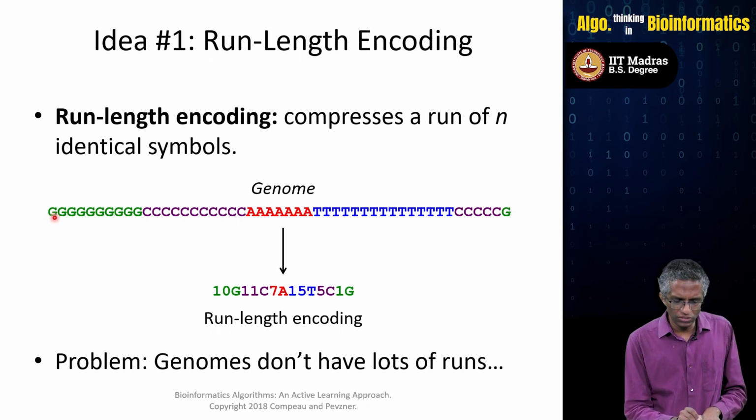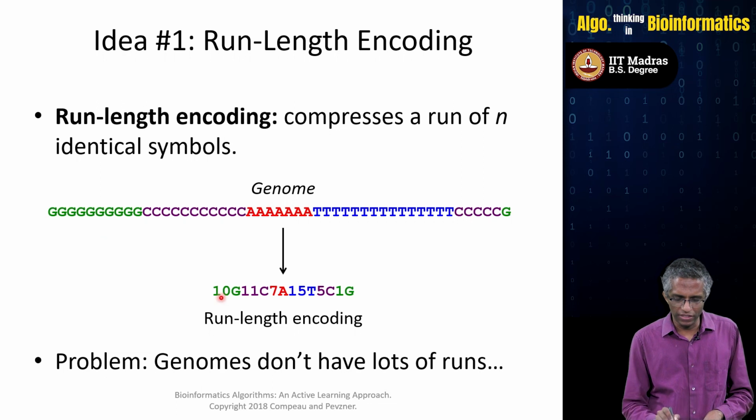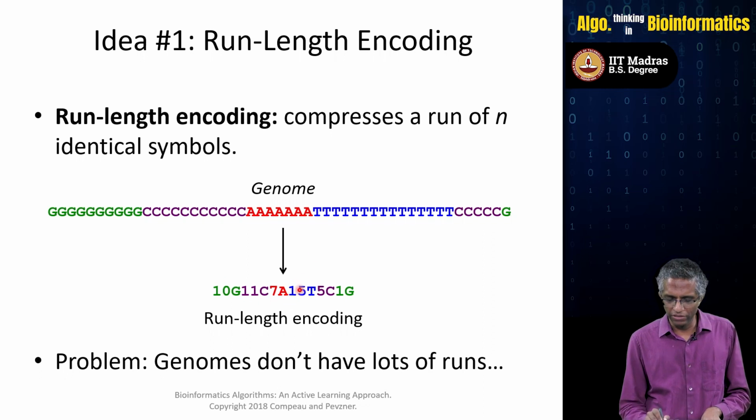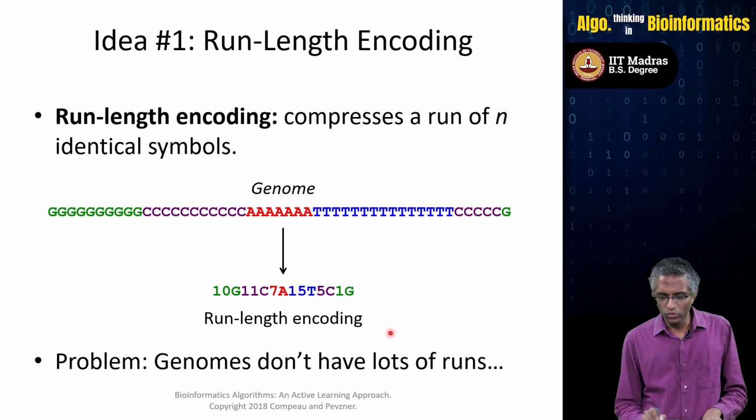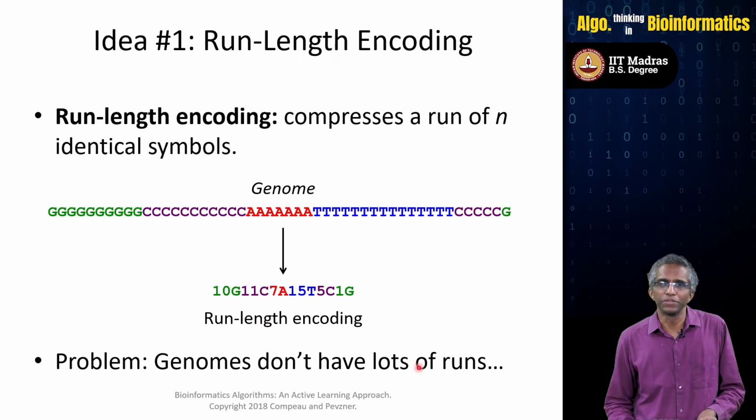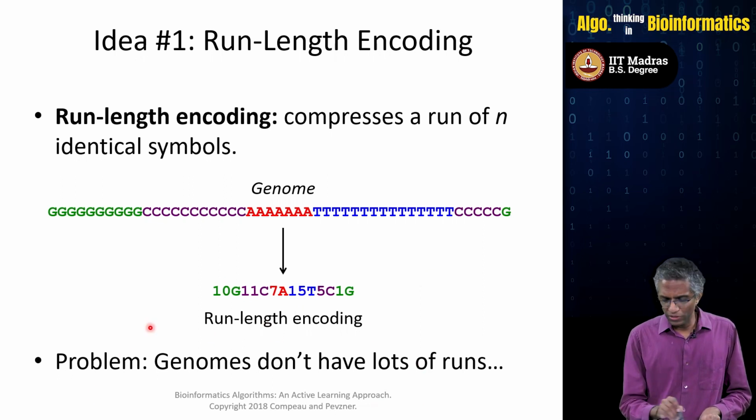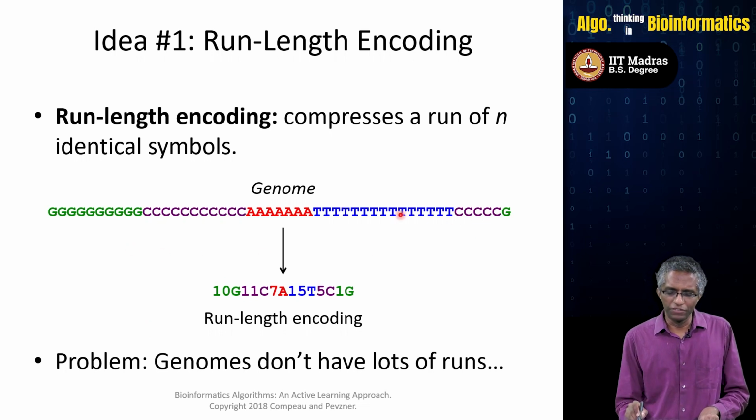This whole stretch of the same letter occurring next to each other contiguously is called a run. So this is the first run, a run of 10 G's. This is the second run, a run of 11 C's. The third run is a run of 7 A's, and so on. So you can represent these runs using the concept of run length encoding. This would have worked very nicely if the genome in fact looked like this. The problem is that genomes don't have lots of runs, so we can't really use run length encoding.